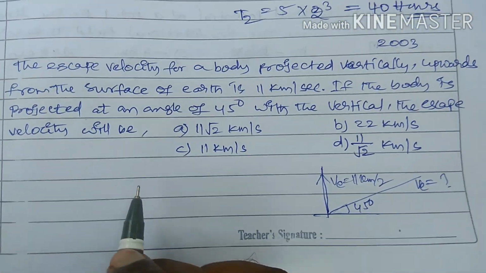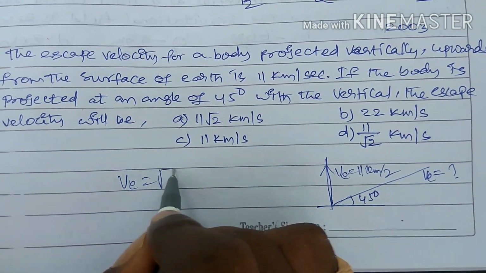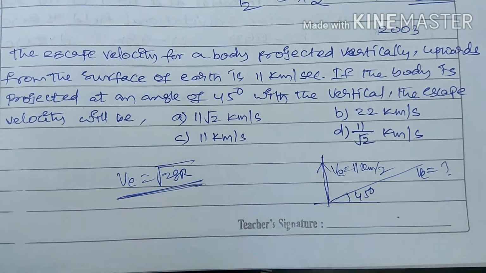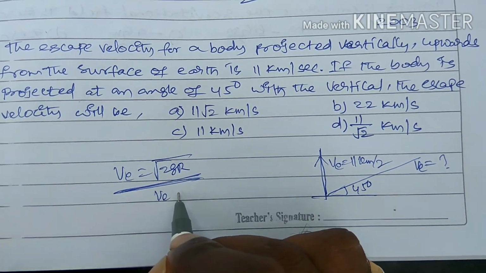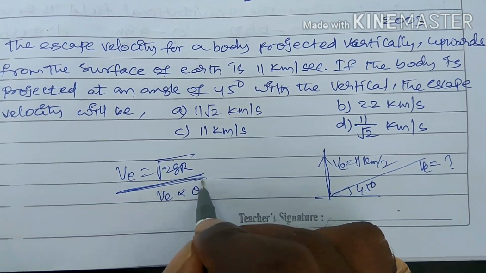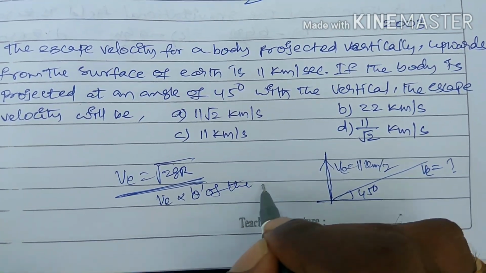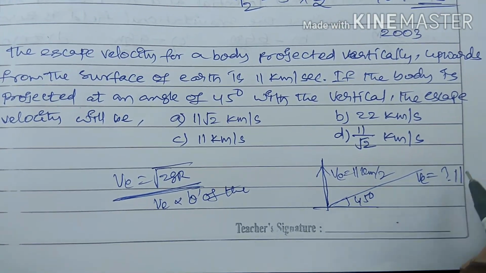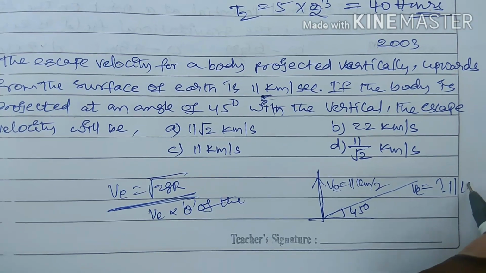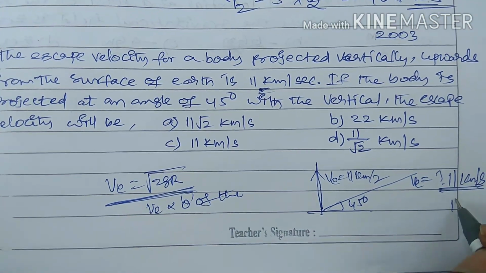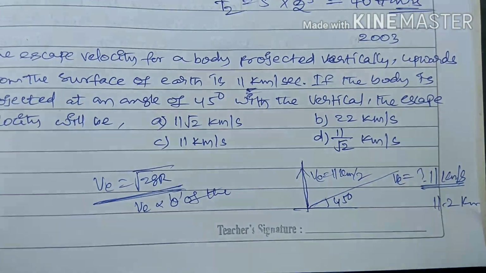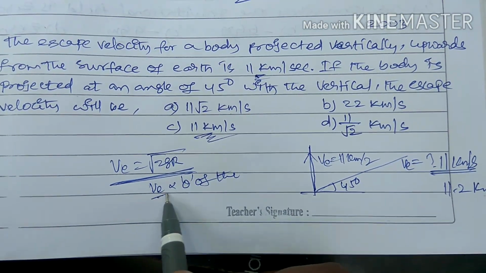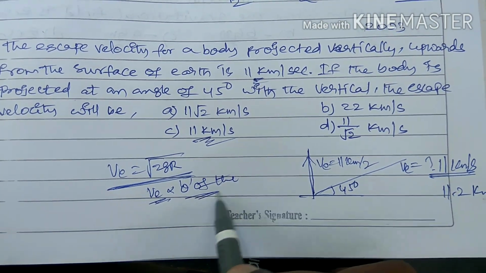Here the escape velocity VE is equal to the square root of 2GR. There is no mention of any angle, so it is independent of the angle of projection theta. Whatever the angle, the escape velocity will be what is given, 11 km per second, accurately 11.2 km per second. So the answer is 11 km per second. The escape velocity does not depend on the angle of projection.